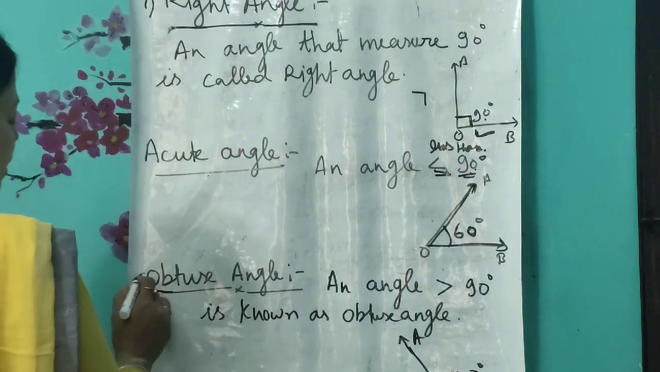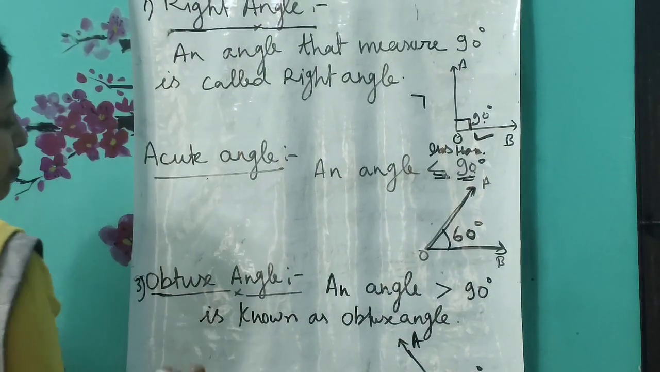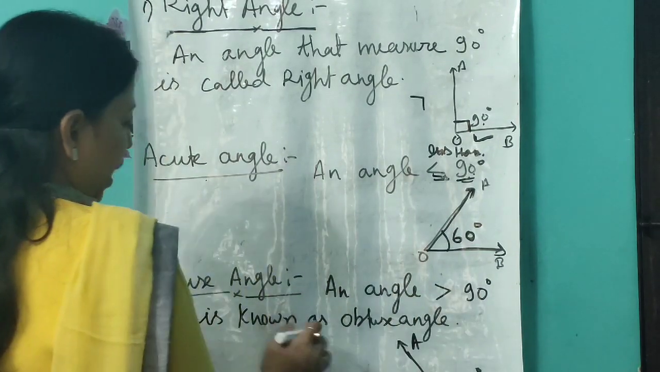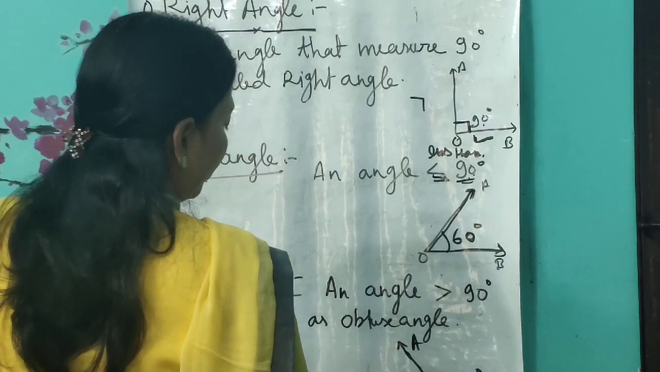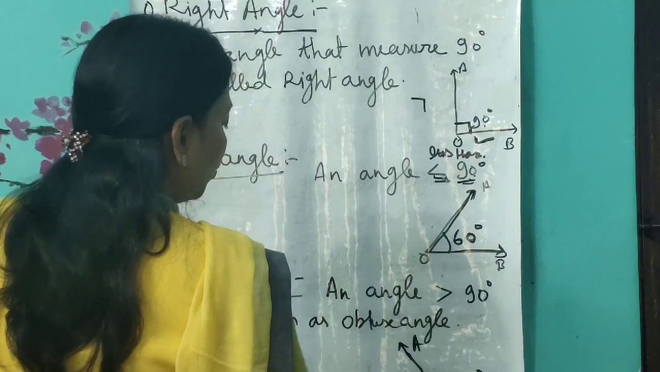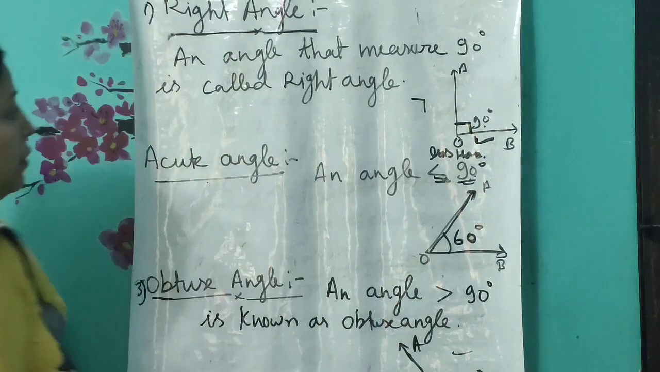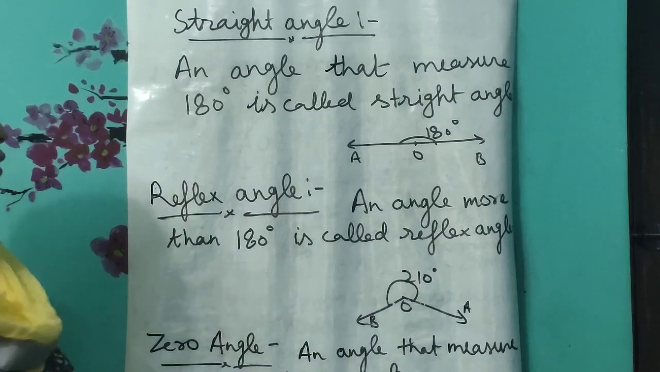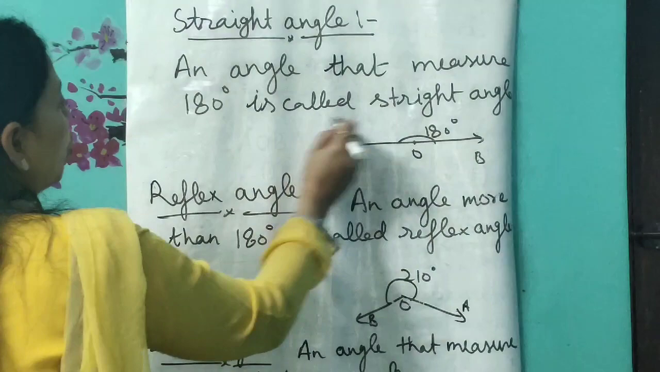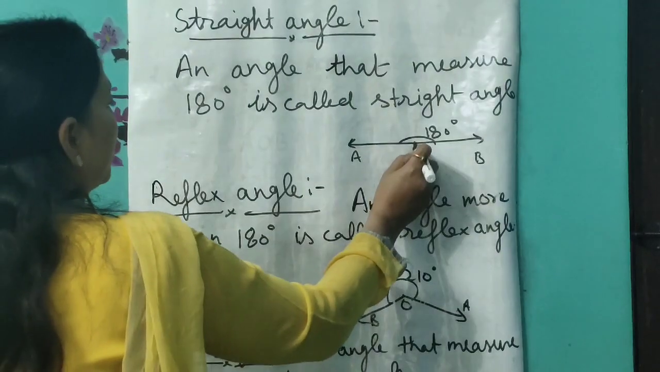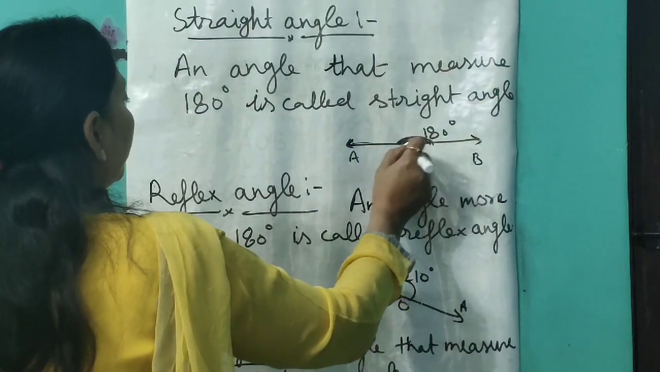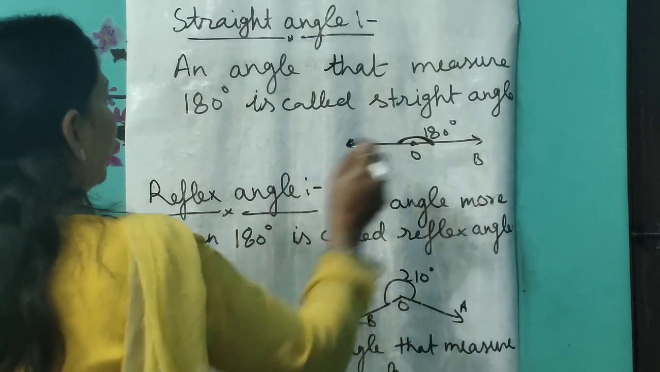Now next, the third one is the obtuse angle. So obtuse angle means what? When an angle measures more than 90 degrees, then it is known as an obtuse angle. More than 90 degrees, 110, 120, 130, all these angles are obtuse angles. Next is the straight angle. An angle that measures 180 degrees is called a straight angle. Suppose here OA is one ray and OB is the other, and this is a 180 degree angle. So this is known as a straight angle.